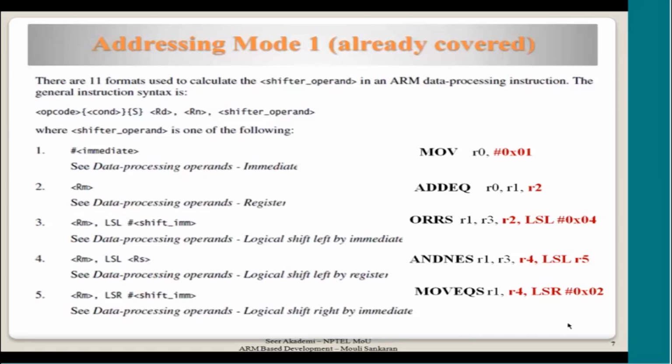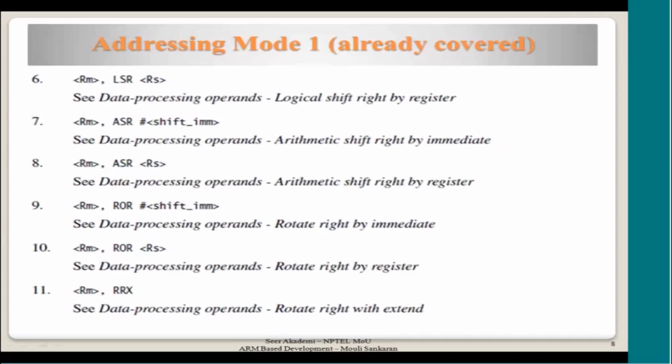Now let us go to the different mode, LSR with RS. It is the same as LSL with RS. The only thing is that the amount of shift to be done is taken from the register. Here the same register is used, so no issues. Whatever the value of R4 is, that many times the content of R4 is shifted logically to the right, and then that is moved into R1. But because it is MVN, the negation of this value is done.